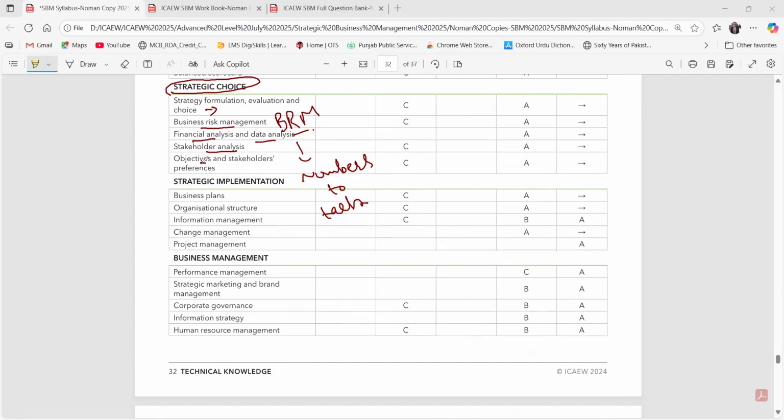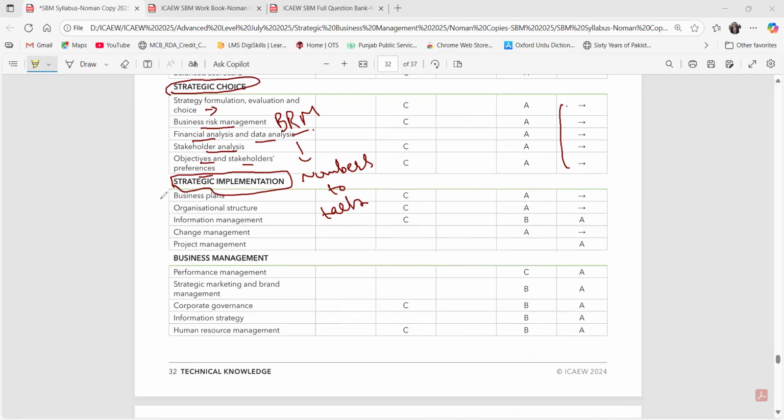Then we have objectives and preference of different stakeholders. And all of these topics are at A level, so you need comprehensive knowledge and so on. Once we are done with our choices, now it's time to go for the implementation. That is basically the strategic implementation.